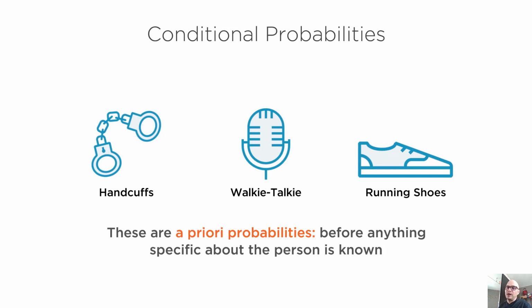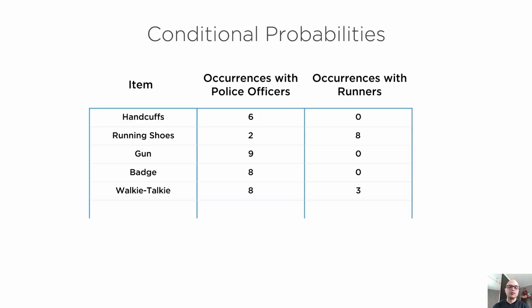But then we have to check the conditional probabilities. Handcuffs, walkie-talkie, running shoes. Handcuffs are probably things that runners are not going to use in a marathon. Only police. Walkie-talkie, only police, maybe runners if they are communicating with their friends. Running shoes, maybe only runners, but maybe a few police officers can also wear running shoes. So that's something we need to take into account.